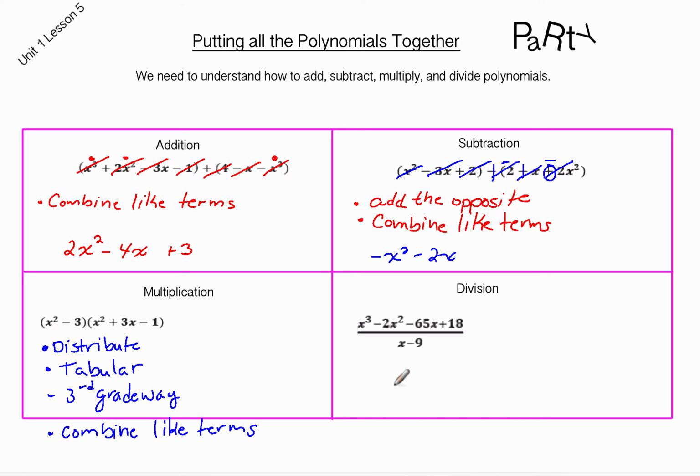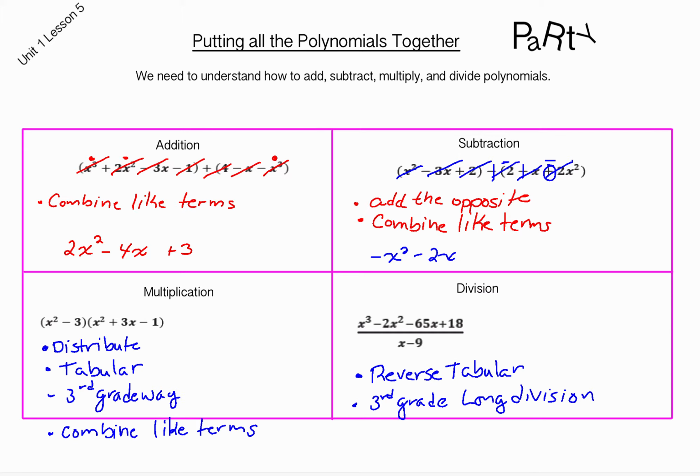Division, you have two ways to do it. You can do reverse tabular, or you can do the third grade way again. And there's no worry about combining like terms here, really, because it all comes out in the end.